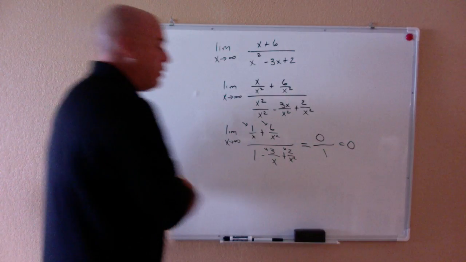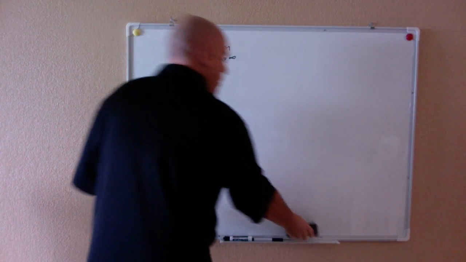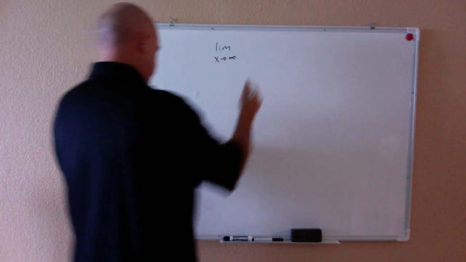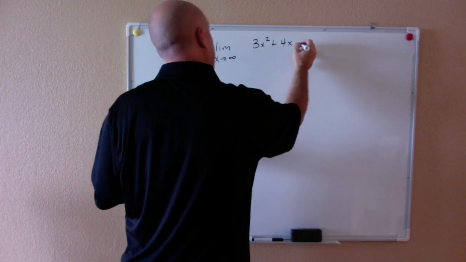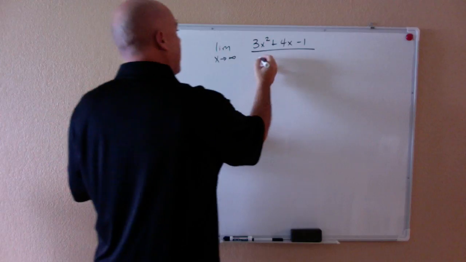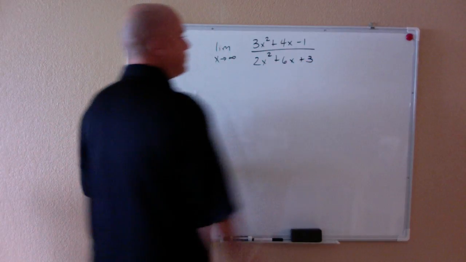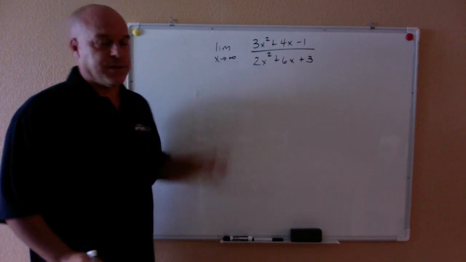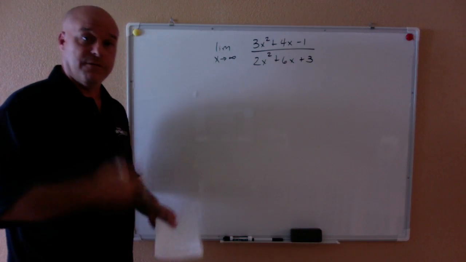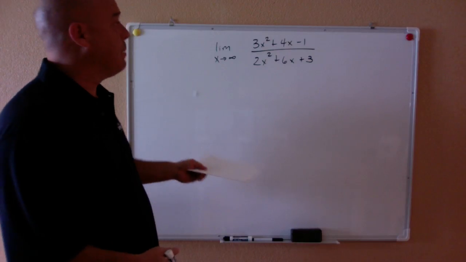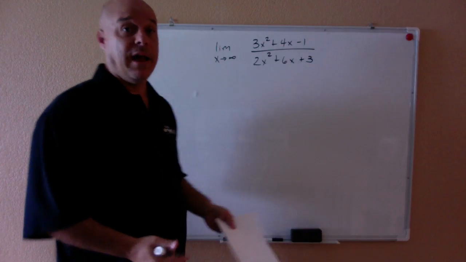Okay? Now, let's verify that last situation where the degree of the numerator and the degree of the denominator are equal to each other. So let's take the function 3x squared plus 4x minus 1 divided by 2x squared plus 6x plus 3. Okay? And I'm going to look at this as x increases without bound, or as x tends to infinity. Same situation I had a second ago. I'm going to divide everything by the highest power degree. In this case, the highest power degree shows up in 2 places. Not a problem. I'm going to divide everything by x squared.